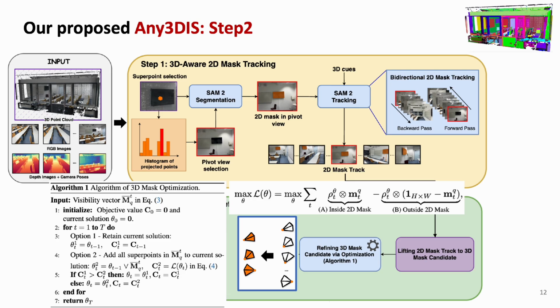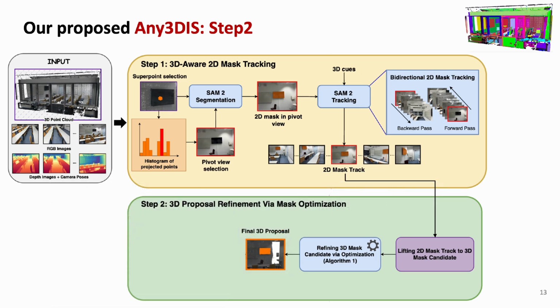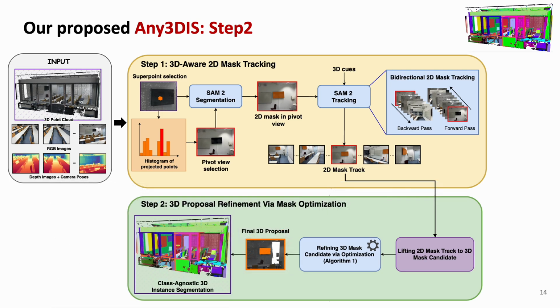We further add this final 3D proposal to the 3D instance segmentation bank. The entire process described above is performed for a single selected superpoint. We iteratively repeat the two-step process until all superpoints are assigned. This results in a complete set of class-agnostic 3D instance segmentations.